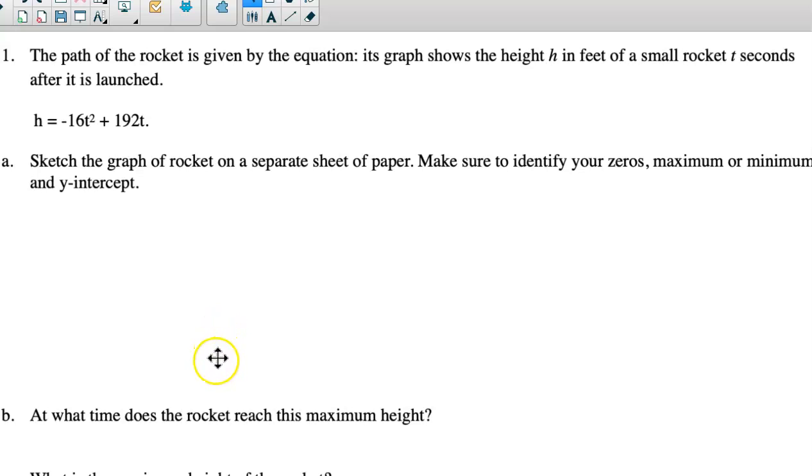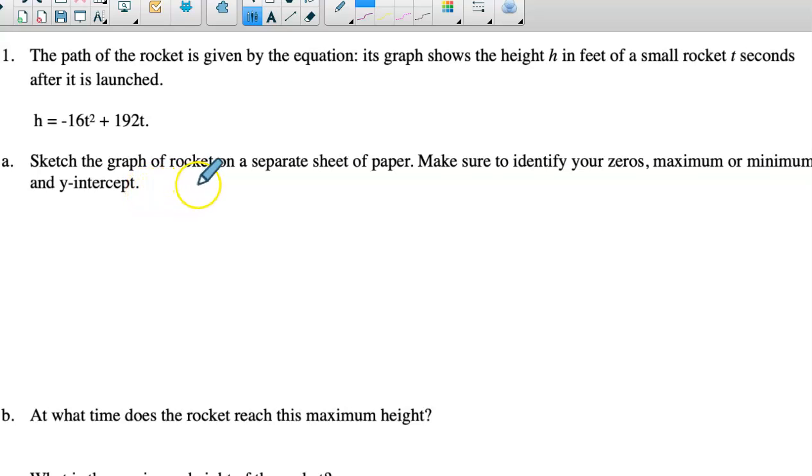Okay. The path of the rocket is given by the equation. Its graph shows the height h in feet of a small rocket t seconds after it is launched. Given h, that's the height with reference to the time, so h of t is equal to negative 16t squared plus 192t.